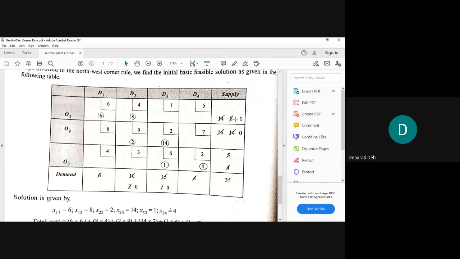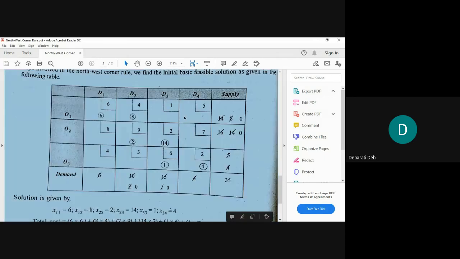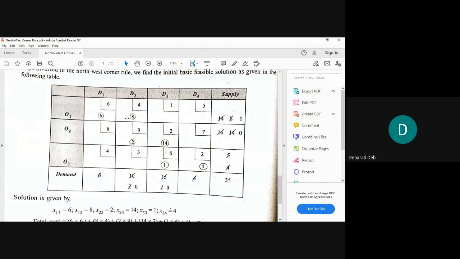So out of 8 and 10, we will have to see which one is the lowest one. 8 is lowest. So we will assign 8 in this box. We will put 8 in a circle, right? Now, since we are assigning 8, that means we have exhausted 8. So we will strike off 8 and write a 0, because 8 minus 8 gives you 0.